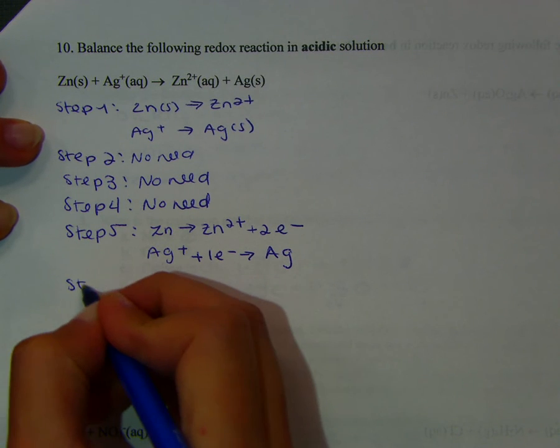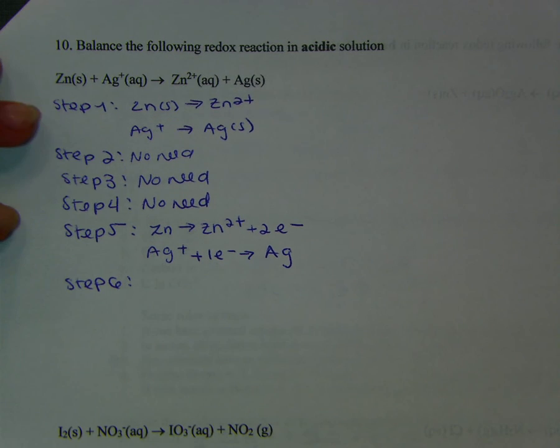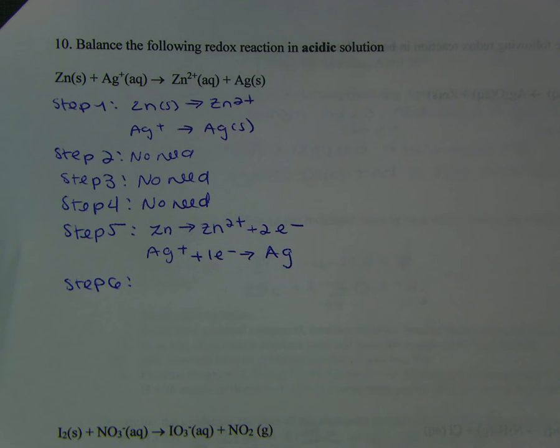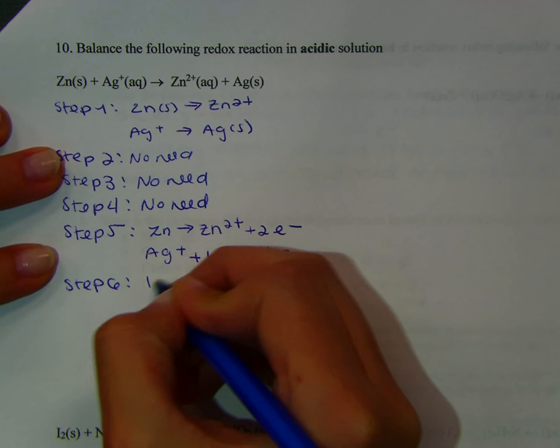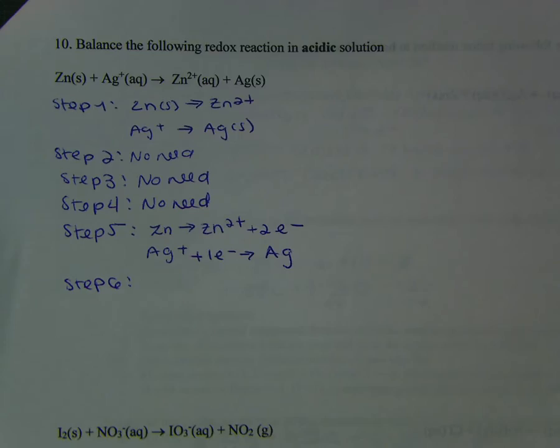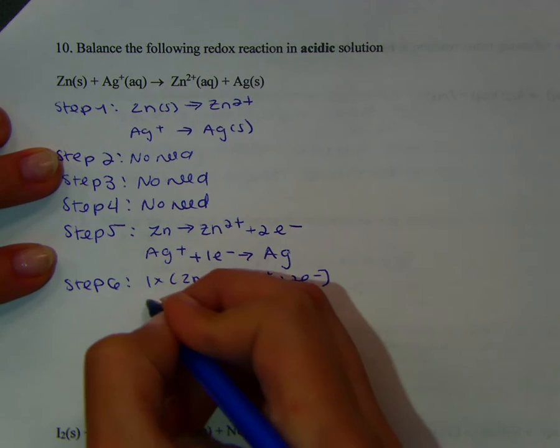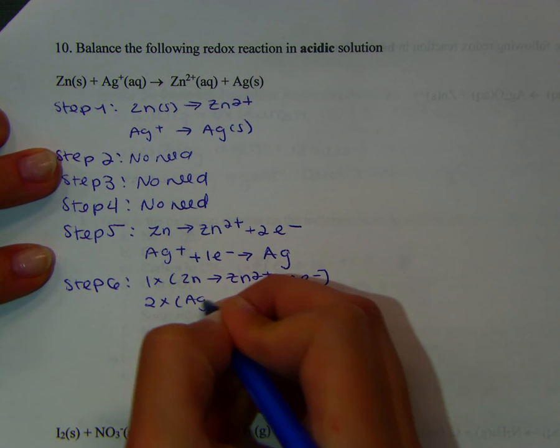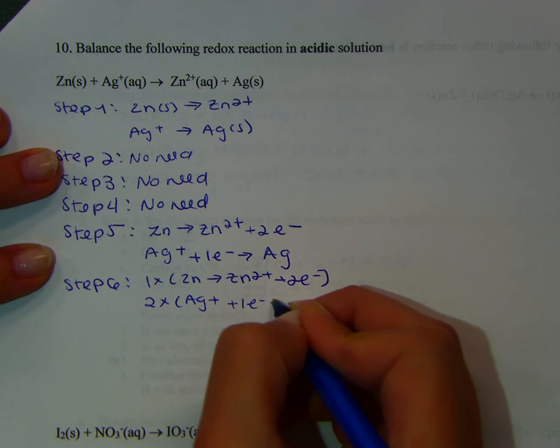Okay, step 6. Now, I'm going to multiply to make sure that I cancel out my electrons. Luckily these are quite low numbers, and I can see that the first one, if I multiply by 1, I'll be okay. And the bottom one, I multiply by 2, they'll cancel out. So, I multiply the top one by 1 per se. We don't really need to write that out, but I like to make it all very clear. And the bottom one by 2.